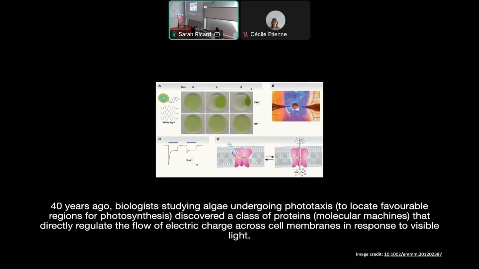So 40 years ago, scientists were studying algae. Certain types of algae display a very interesting behavior, which is that they move in response to light. They want to find the best spot to perform photosynthesis. So scientists were interested in how on earth they do that. How do they sense where the light is coming from and therefore move? After decades of work, scientists found that in the membranes of these algae, in a part of the cell called the eye spot, there are proteins that are light-gated ion channels. When you shine light on these ion channels, they open up and allow ions to flow.